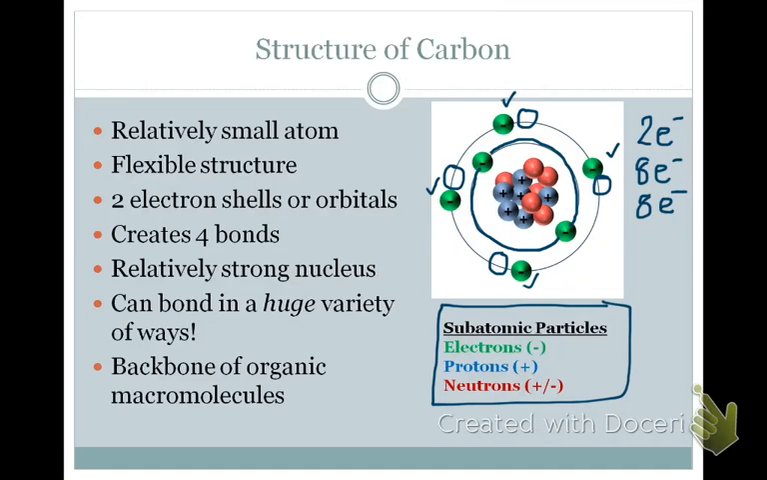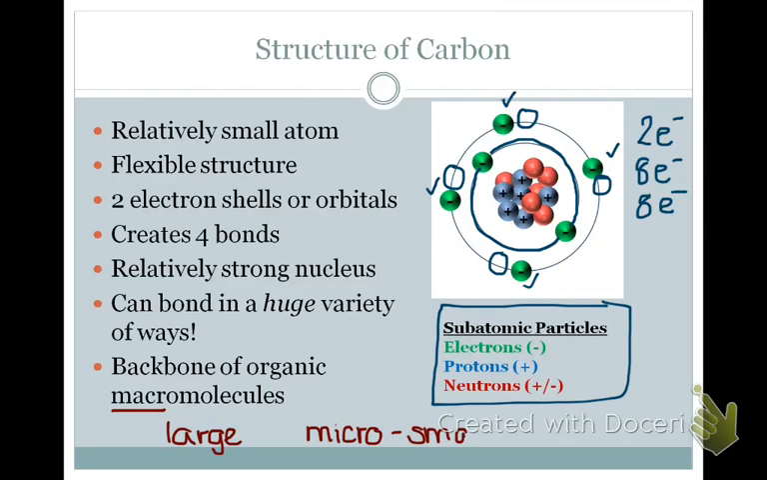Carbon will bond in a huge variety of ways. Because it makes 4 bonds, it can make some really incredibly stable structures. And that is what gives us its ability to make macromolecules. Now macro just means large, so these are large molecules. The opposite of this would be micro. Think microscope, we look at small things.